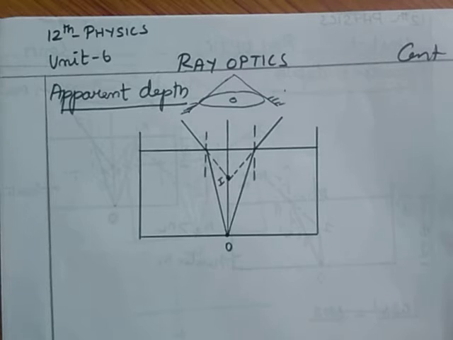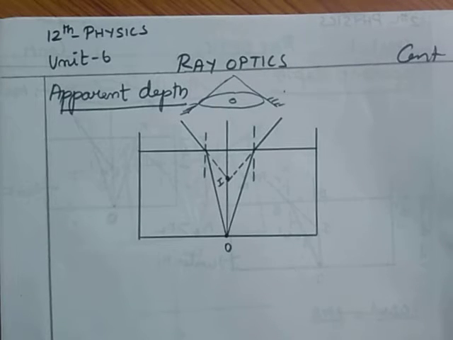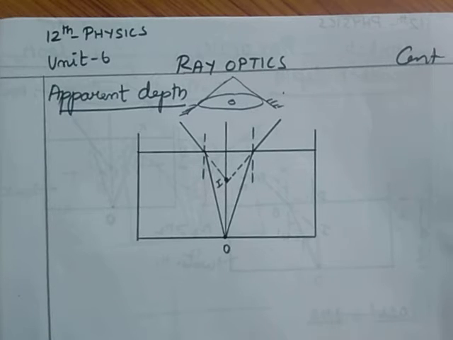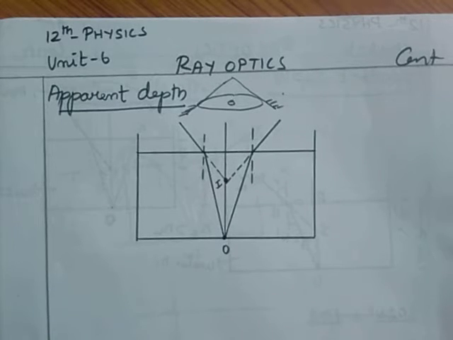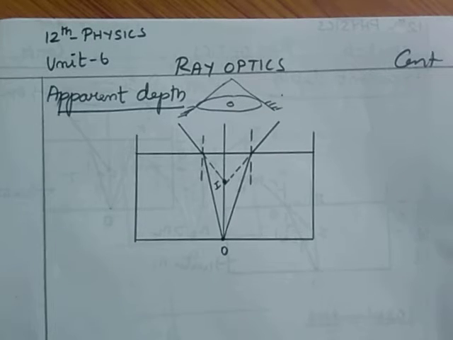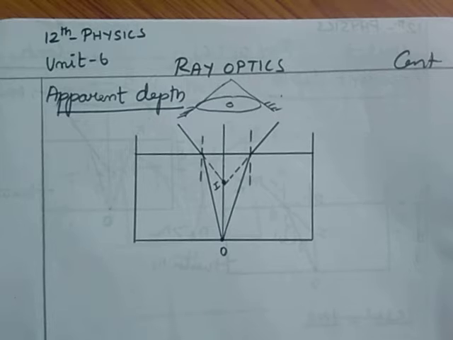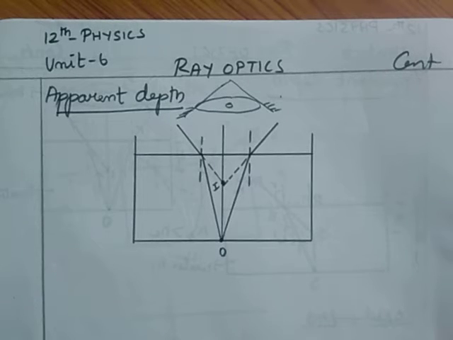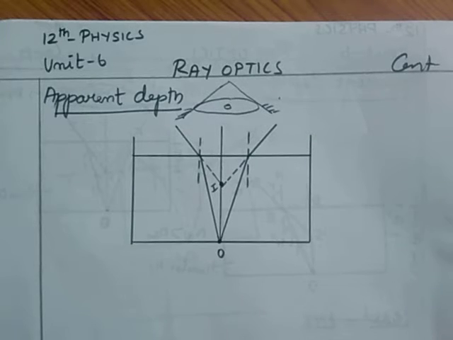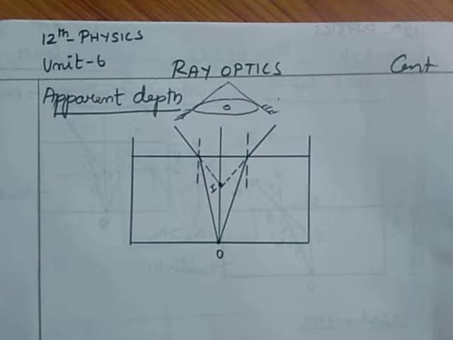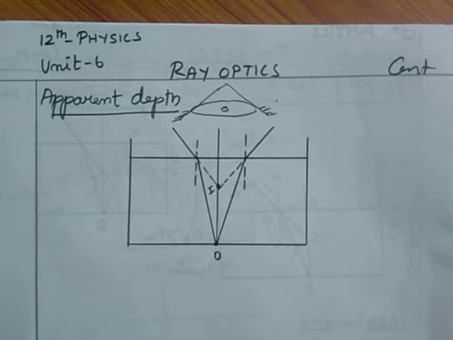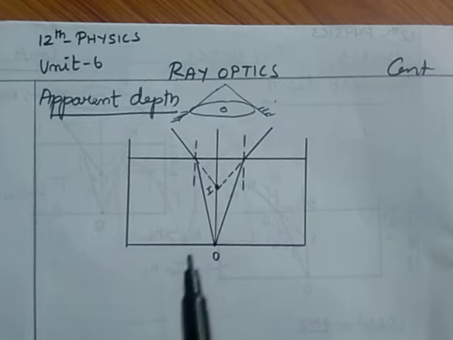In today's class, let me see a topic that is apparent depth. Apparent means fake, so fake depth. We know when you are seeing an object present inside the water from air, that object will be raised at some height. When the object is present at the bottom of the water and you are looking from the air, that object is raised by some height. That is known as apparent depth.